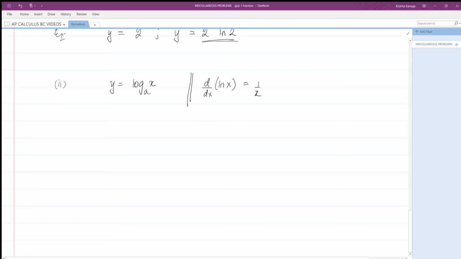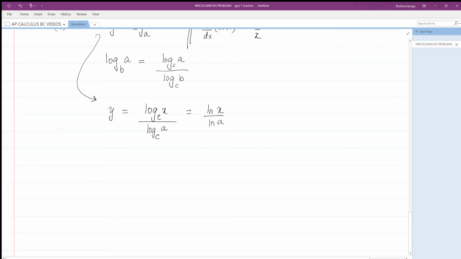Here we can use a relationship from logs, which is essentially log of a to some base b. It's called the change of base formula, is equal to log of a to some base c divided by log of b to some common base c. So in this problem, instead of using some random base c, we will use the base e, and rewrite this as y equals log of x to the base e divided by log of a to the base e. And now we know that this is simply ln x over ln a.